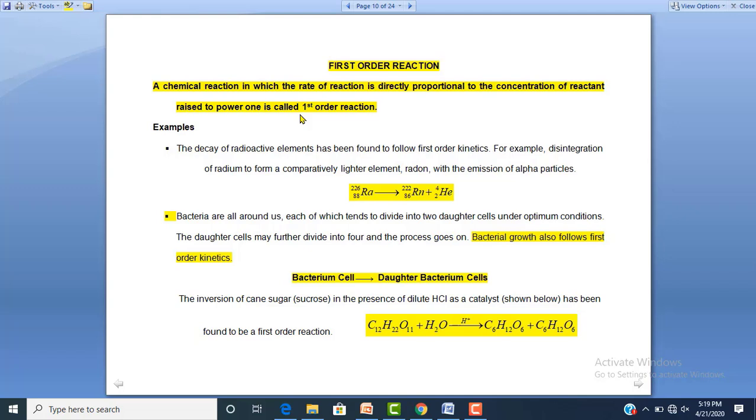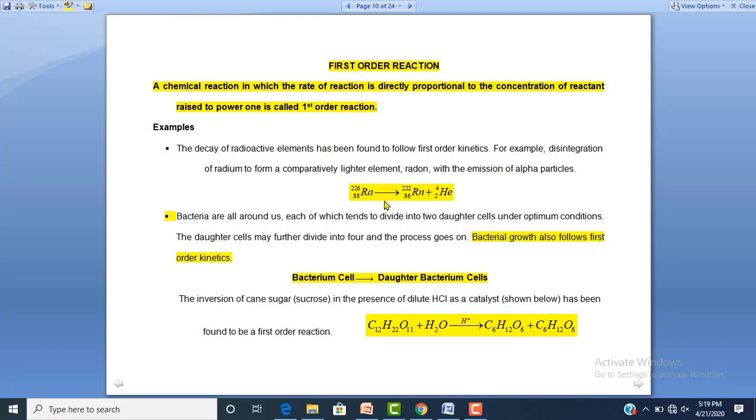Dear students, if we look at examples, then the first example is very interesting. You know about the disintegration of some radioactive elements. The decay of radioactive element also follows first order reaction.